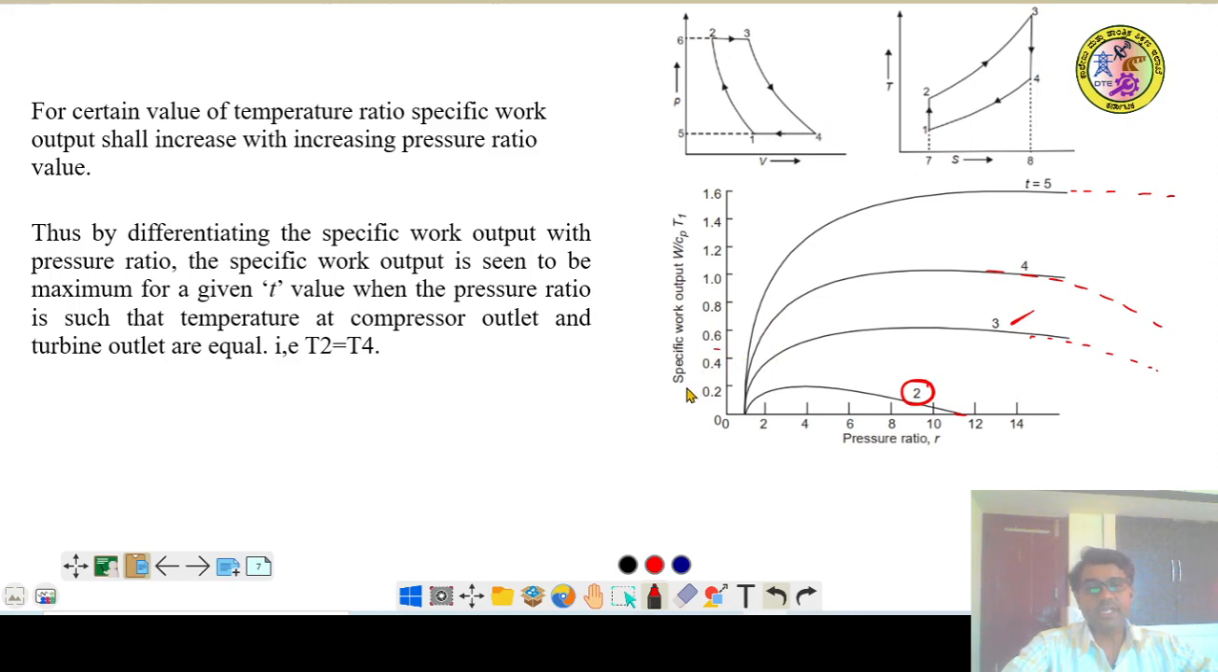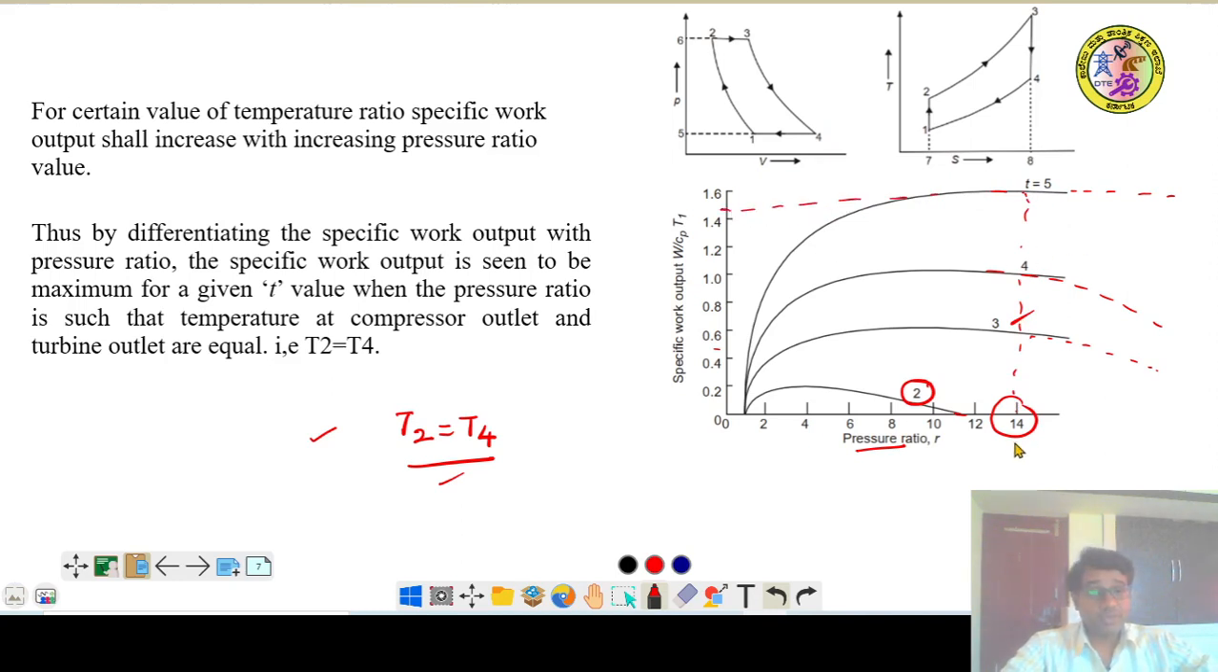So, by differentiating the specific work output with pressure ratio, we can see that for a given T, the maximum specific work output occurs when the pressure ratio is such that the temperature at compressor outlet and turbine outlet are equal. So when does the specific work output become maximum? When, at the pressure ratio, T2 is equal to T4, at that point the specific work output is highest. We have to look at that pressure ratio. For example, take a pressure ratio of 14. At a pressure ratio of 14, the temperature ratio is T equal to 5. At this point the specific work output is maximum.